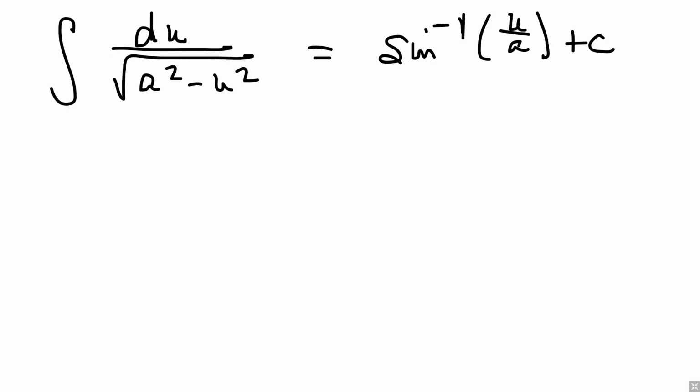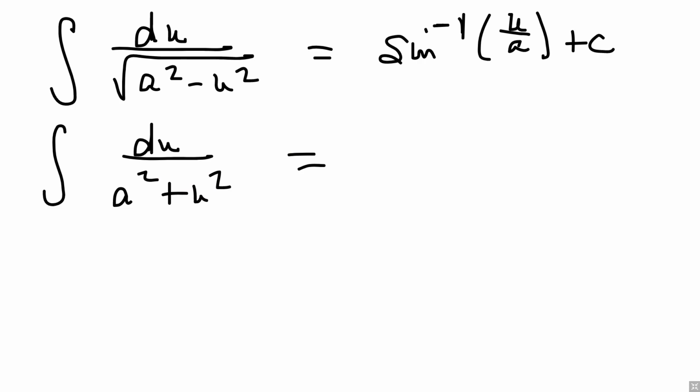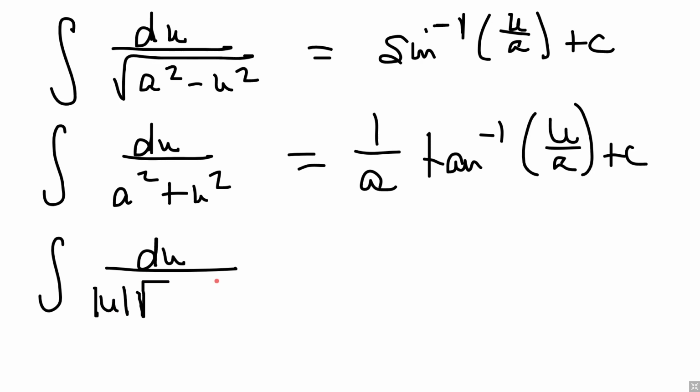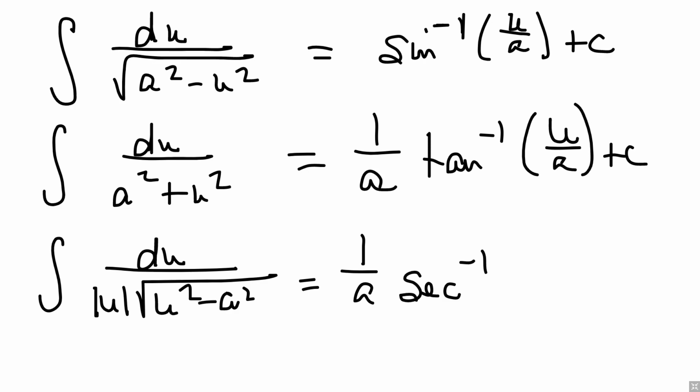All right, and then the next one, if I have the integral of du over a squared plus u squared, this is going to be 1 over a times the tangent inverse of u over a plus c. And then the last one, if you've got the integral of du over the absolute value of u times the square root of u squared minus a squared, it's going to be equal to 1 over a secant inverse of the absolute value of u over a plus c.